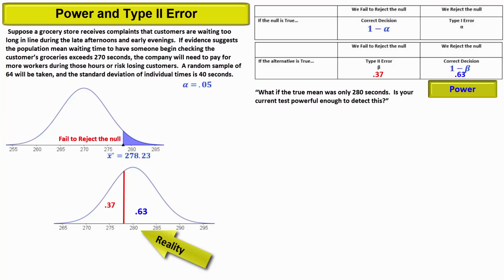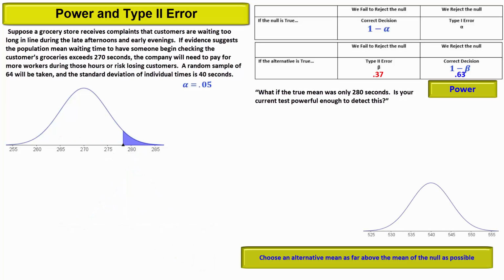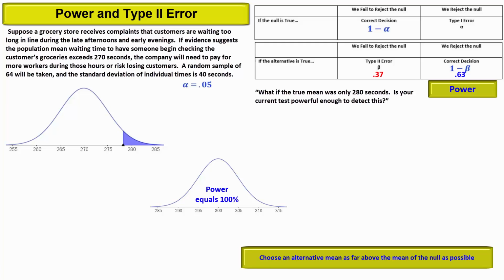Here are the ways to increase the power of the test. 1. Choose an alternative mean as far above the mean of the null as possible. But this is misleading. In reality, the experts may have a key mean in mind, like 5 minutes, which is 300 seconds. They will want to know the power of the test for such a vital alternative mean.